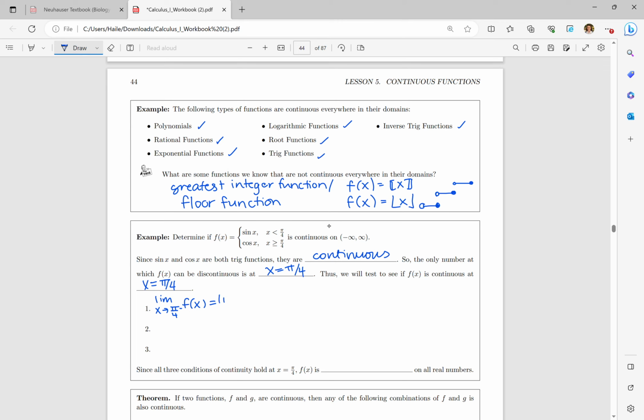So the limit as x approaches pi over 4 from the left, we're going to use the sine of x branch. So for this limit, we can use direct substitution. And so I don't need to write limit anymore. We can say that that's the sine of pi over 4. And that's equal to root 2 over 2. Okay, now let's do the limit from the right.